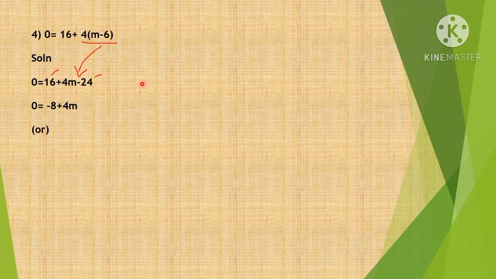Or we can write it like this. Anyway, both are correct: 4m minus 8 is equal to 0. You can directly write 0 is equal to 4m minus 8 from that itself, and do the calculation. For understanding, I have written it like this. Or you can write 4m minus 8 is equal to 0. Both are correct. Now solve it. Bring this minus 8 to the right hand side. It becomes plus 8. Then m is equal to 8 divided by 4. What is the answer? m is equal to 2.